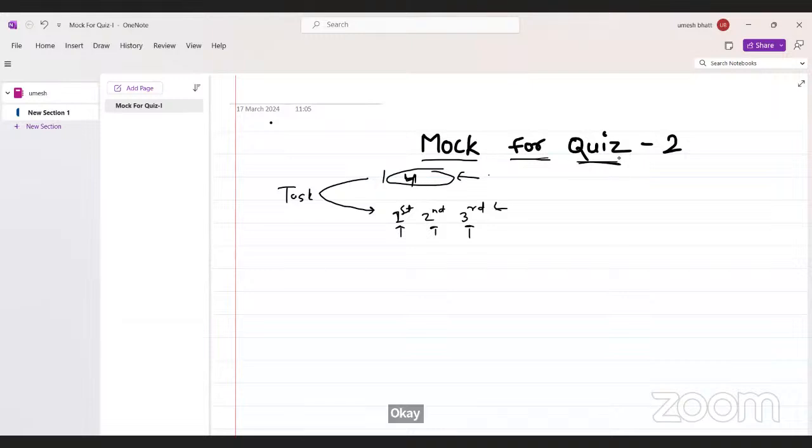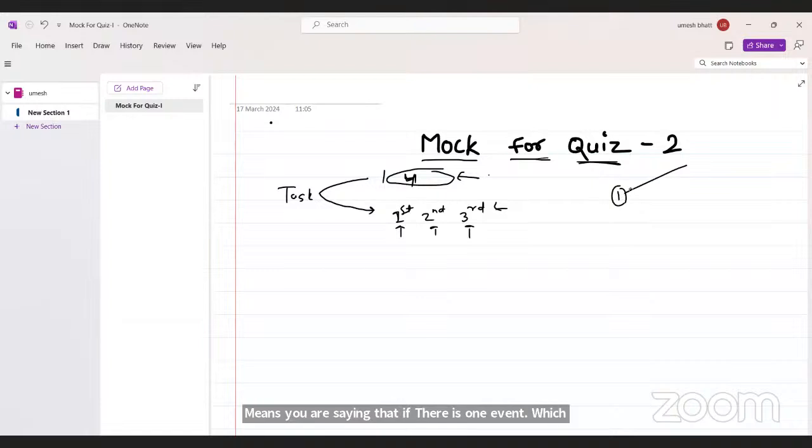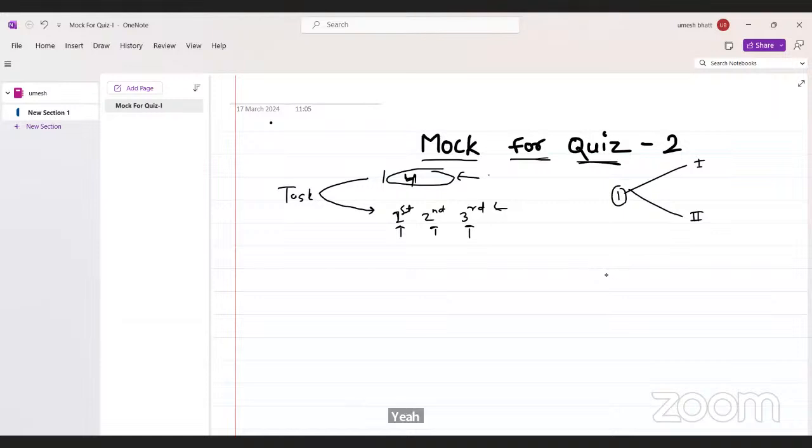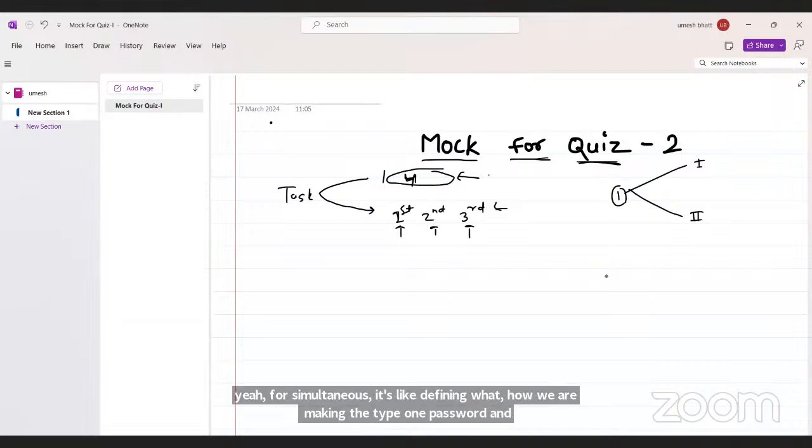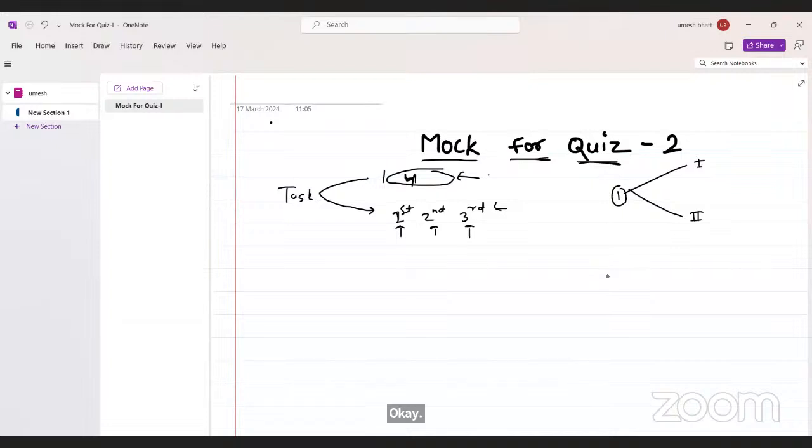So you are saying that if there is one event which is happening in two ways, and it's clearly mentioned as an or condition, like type A and type B, and I have to choose. But for simultaneous, we have only one way: defining how we are making the type 1 password, and another simultaneous type is how we are constructing the type 2 password. This is what I have in my mind for now.